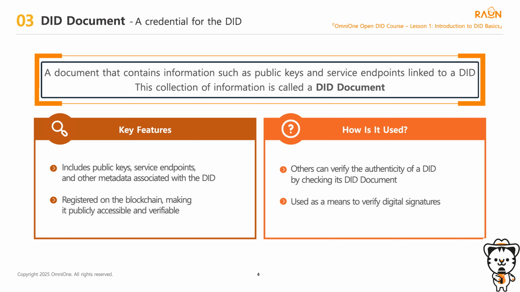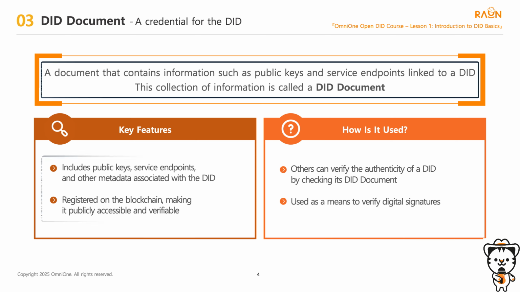It involves a pair of keys, a private key and a public key. The private key is like your personal stamp or signature, and the public key is used to verify that your signature is real. So the private key must be kept secret and never exposed. But the public key can be shared with others for verification.